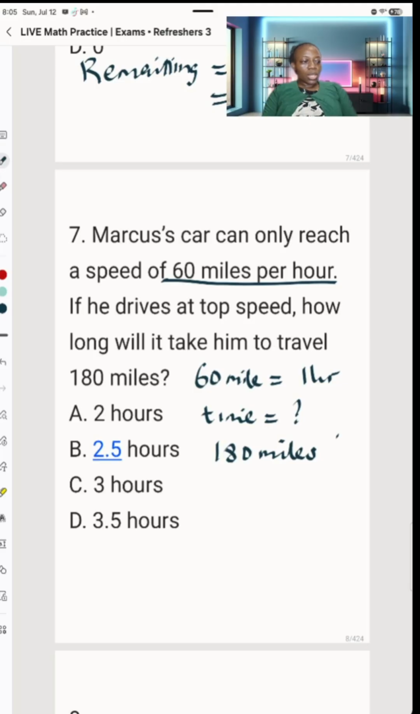That will just be 180 divided by 60. Let's find that. It's going to be 3 hours. So at 60 miles, that is 1 hour. So it's just like, how many 60 will you have in 180? And the answer is C.